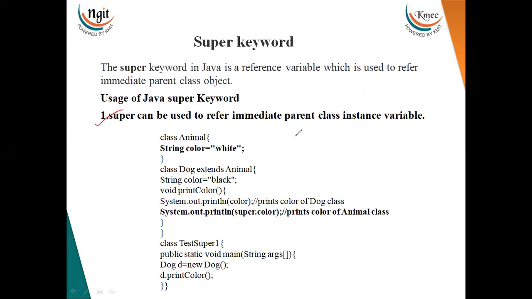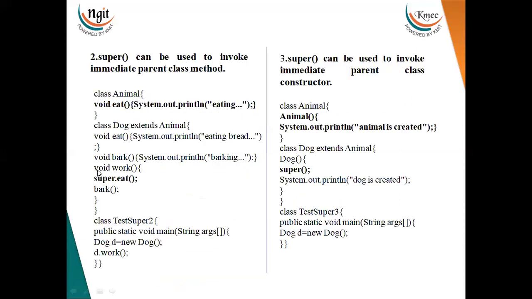Super can be used to refer to the immediate parent class instance variable. Here you can see, just observe the content in the program which is in bold. I'm taking an instance variable, a string type color variable, white. So the class Animal is closed. Next I'm taking one more class, Dog, which extends Animal. So this is the inheritance concept. Now, by using the super keyword, I am accessing the instance variable within the subclass. You can access the superclass variable in the subclass by using this super keyword.